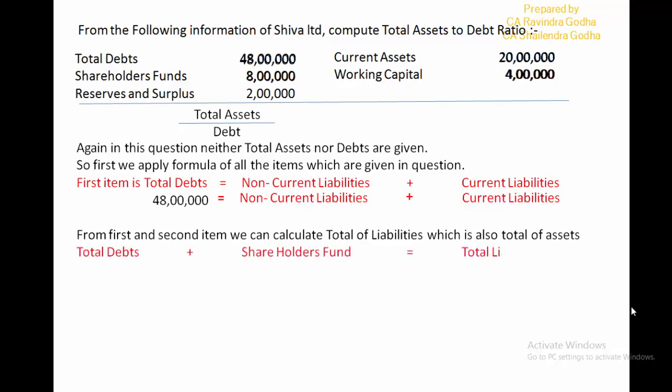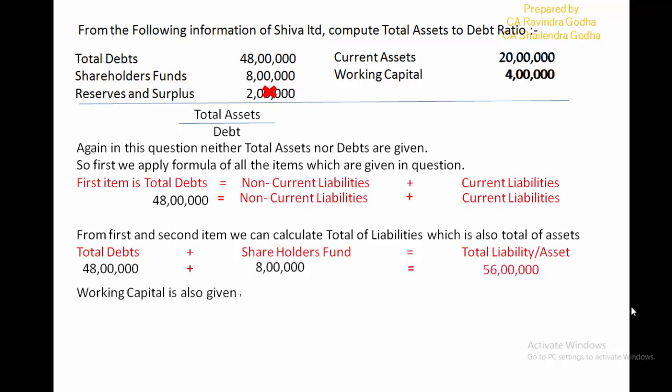Total debts plus shareholders funds is equal to total liabilities or assets. Total debts 48 lakhs plus shareholders fund 8 lakh rupees. Remember, the next item given is reserves and surplus, but it is already included in shareholders fund, so do not add it again. In this way, total liabilities are 56 lakh rupees. Next, working capital is also given, and we know that working capital is equal to current assets minus current liabilities. So working capital is 4 lakh rupees.